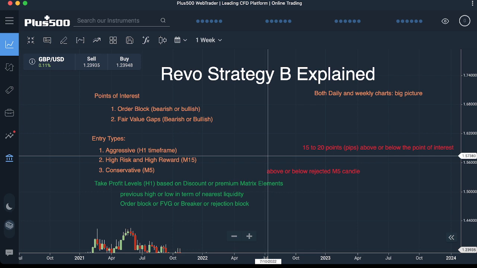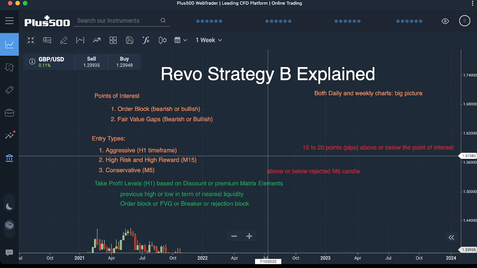And definitely stop losses are going to be of two kinds. For the aggressive, high risk high reward entry, we have a stop loss 15 to 20 points or pips above or below the point of interest. And for the conservative entry type, we have the stop loss exactly above or below the rejected 5-minute candle.